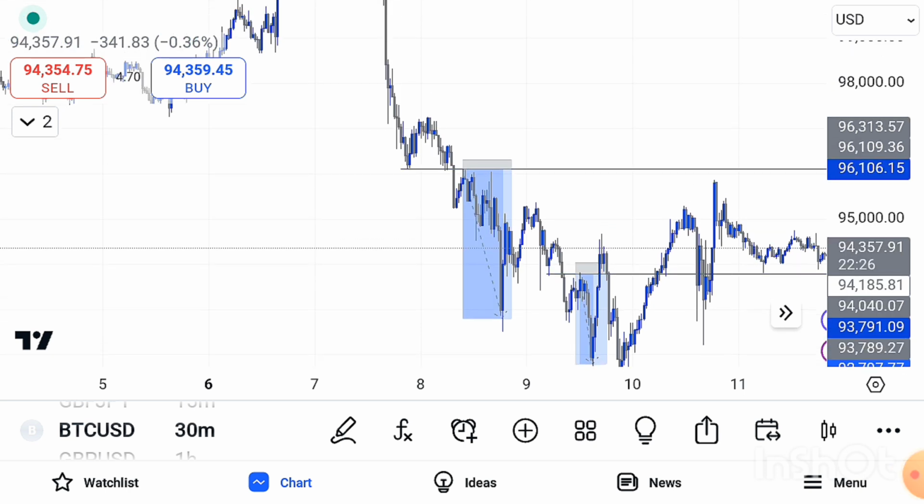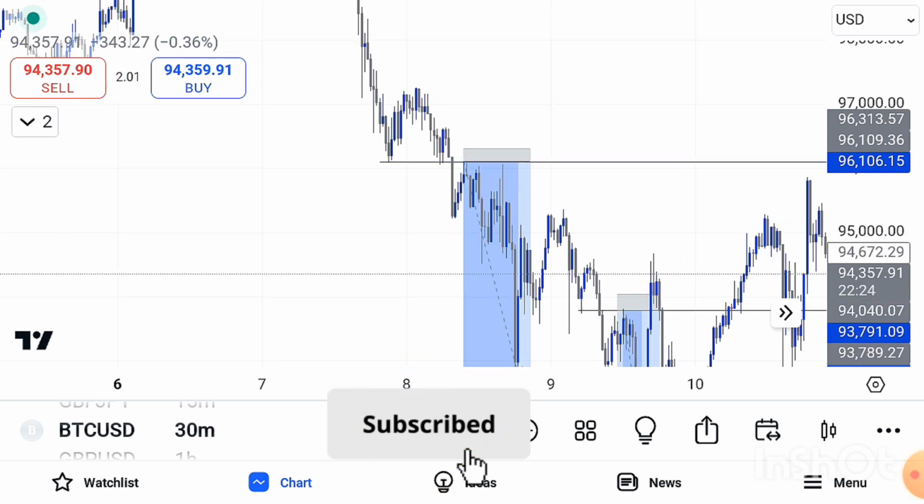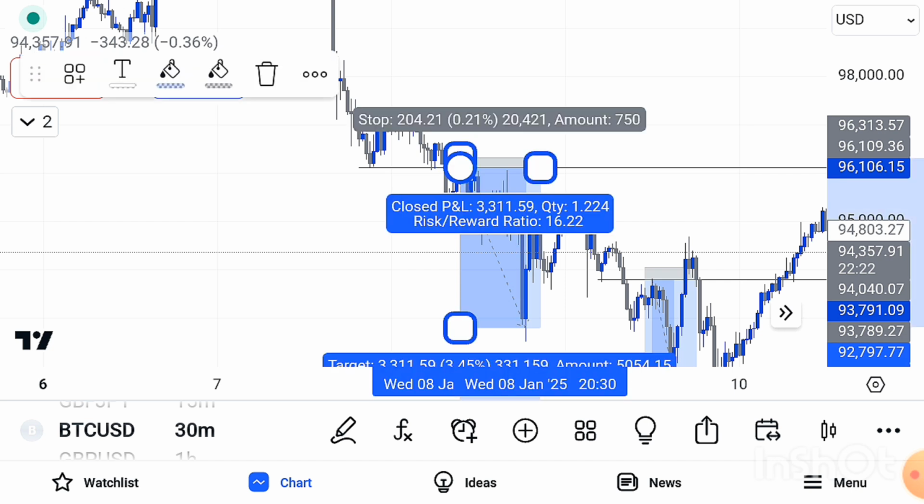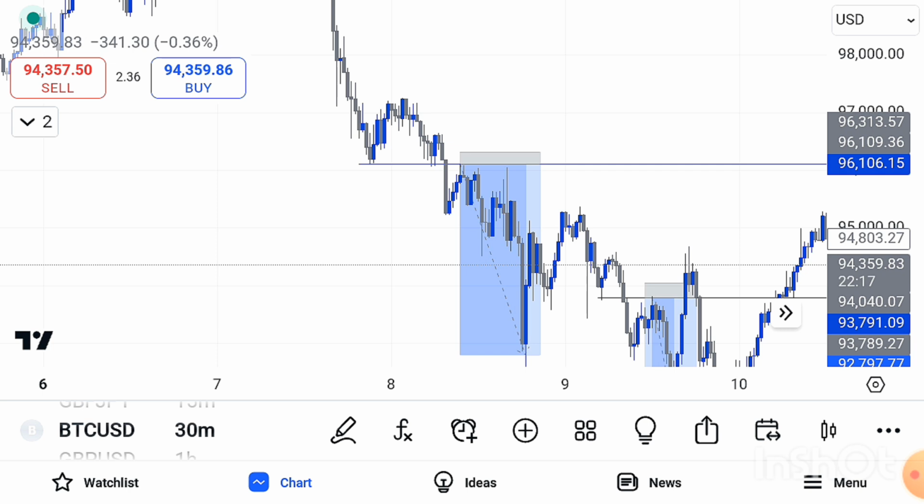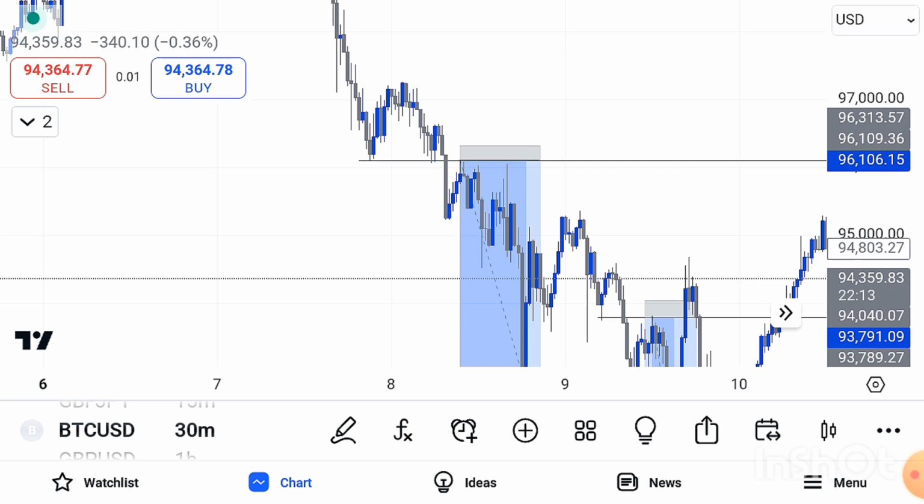So okay, today I want to talk on this trade now. Let's break down this BTCUSD trade. I went to a massive 1:16 RR. Let's get to it. The setup for the trade was a breaker block. That was my point of interest. The point of interest on this trade was a breaker.